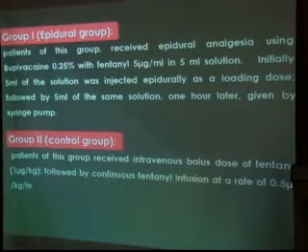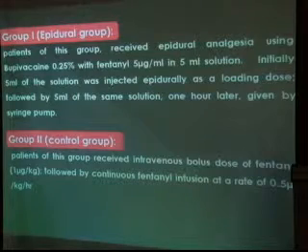Group 1, which is the epidural group. Patients in this group received the epidural analgesia using bupivacaine 0.25% with fentanyl 5 mic per milli in 5 milli solution. Initially, 5 milli of the solution was injected epidurally as a loading dose, followed by 5 milli of the same solution 1 hour later given by syringe pump.